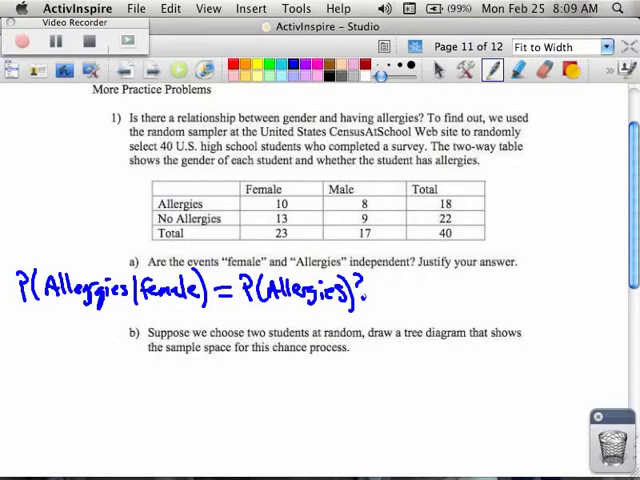So we check out the first probability, allergies given that you're female. The intersection of the allergies and the female is a total of 10, and then out of the total possibilities of being female, which is 23, we ask ourselves, is that equal to the probability of having allergies? The total allergies was 18 out of the 40. And we notice for sure that these two things are not equal, so the answer is no. They are not independent.